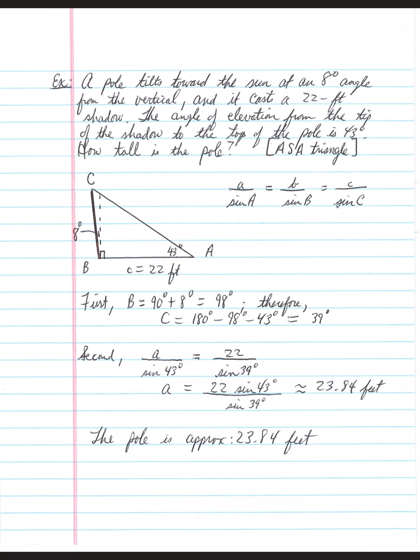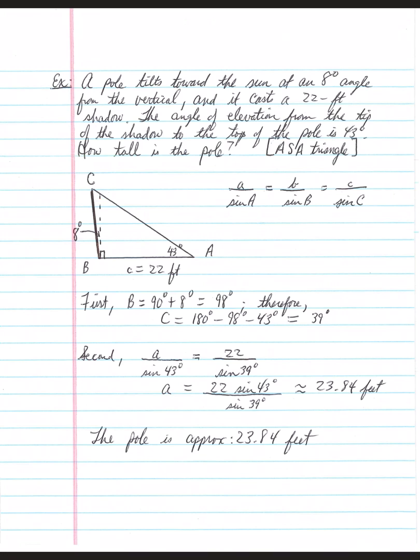We don't know the sides. We were asked to find how tall the pole is, or the height of the pole. Well, that's opposite of angle A. So we're going to use this fraction, side A, which is the pole, over sine of angle A.